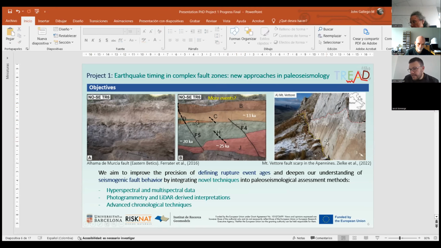In the same way, here we have the fault rock in the Apennines, where we can see different patches in the fault rock that probably are related to weathering, but are they also related to seismic events? So the idea is to integrate different novel techniques, not only the hyperspectral imagery, to try to understand and better interpret this kind of outcrops and deformation.